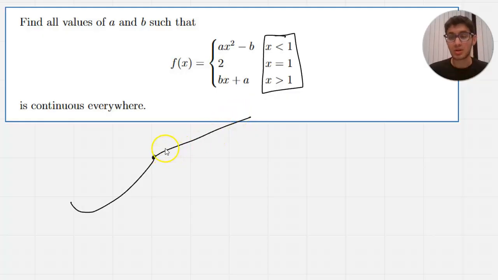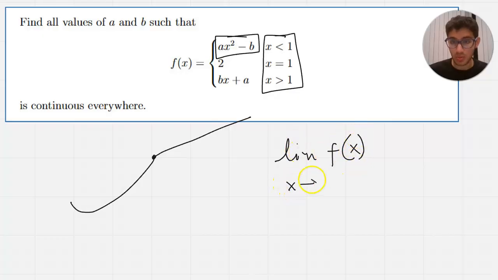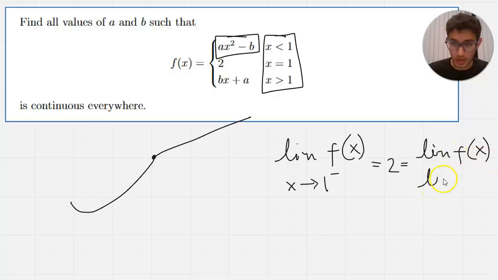So basically, the only criterion at play over here is that when x equals 1, the limit of f of x as x approaches 1 from the negative side should equal 2, and this should also equal the limit of f of x when x approaches 1 from the positive side. So this is the only main thing we have to keep in consideration. And when we do this, we can find a system of equations with a and b and then solve for a and b. So let's see how we can do that.